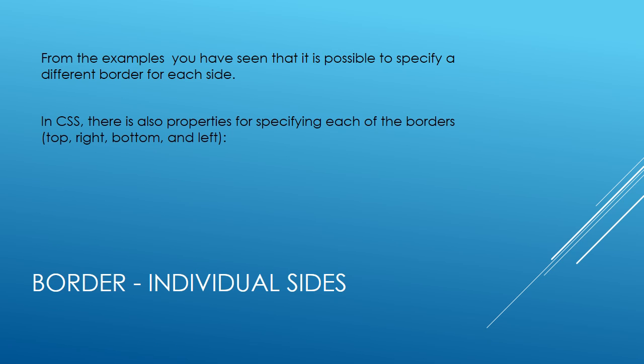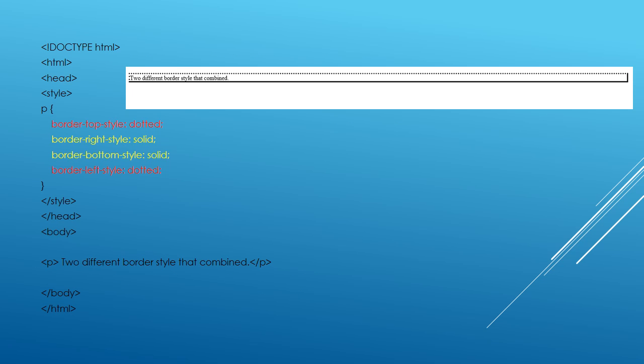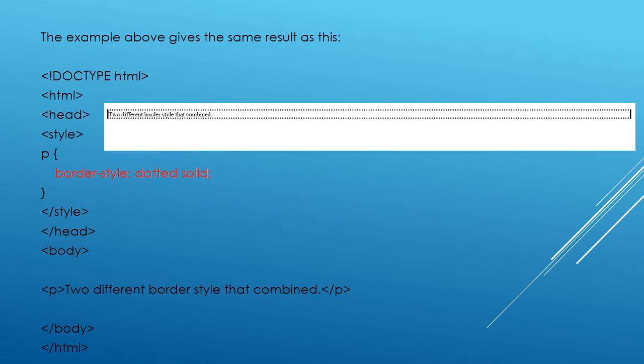From the examples you have seen that it is possible to specify a different border for each side. In CSS, there are also properties for specifying each of the borders: top, right, bottom, and left. Examples of border. Individual sides. The example above gives the same result as this.